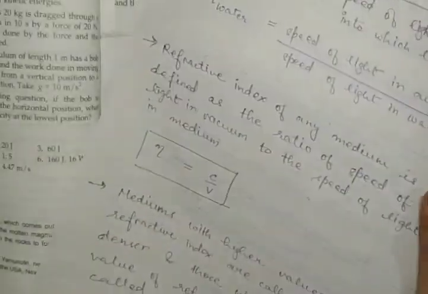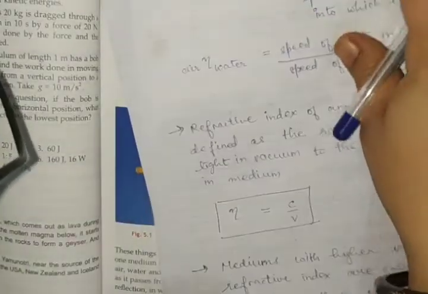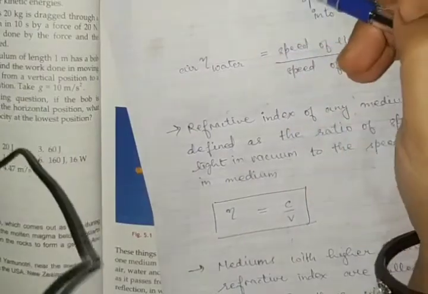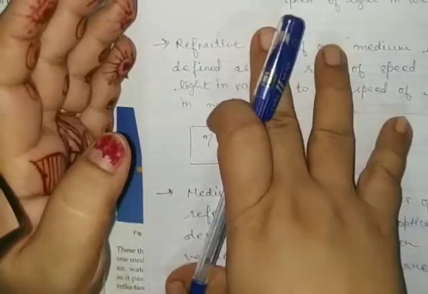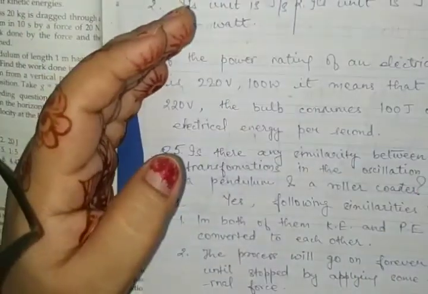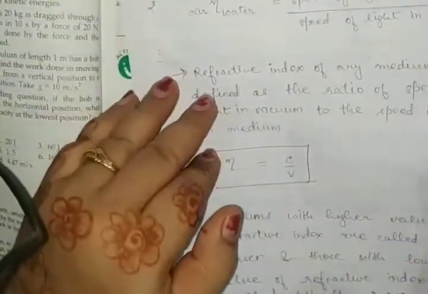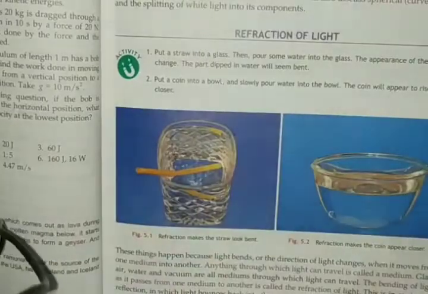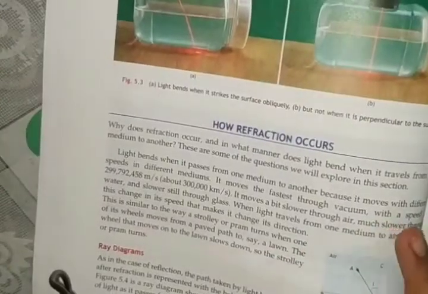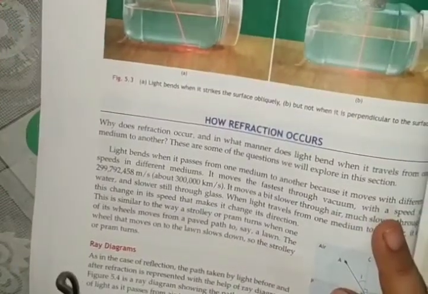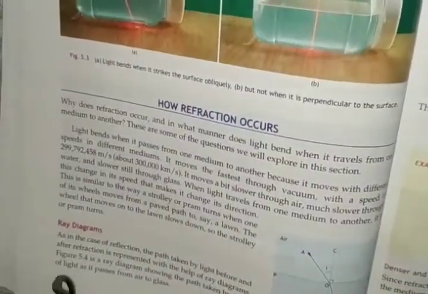Now there is one more term that you need to know, that is refractive index. Now see, in your book, after this, wherever they have shown this refraction, they have shown you a ray diagram. I am not going to teach you the ray diagram right now. I will teach you when we are done with all the terms of refraction. Okay, so can you see?